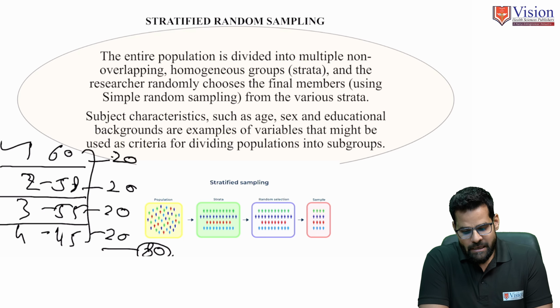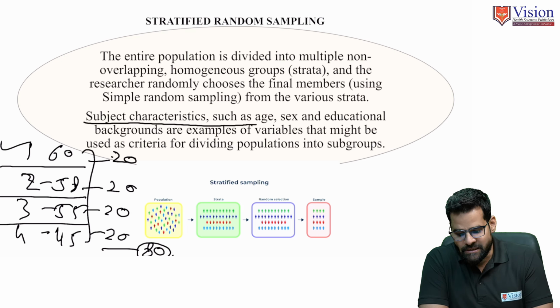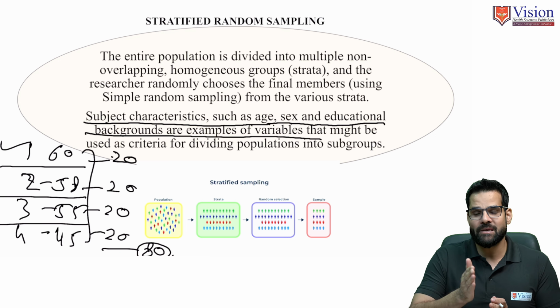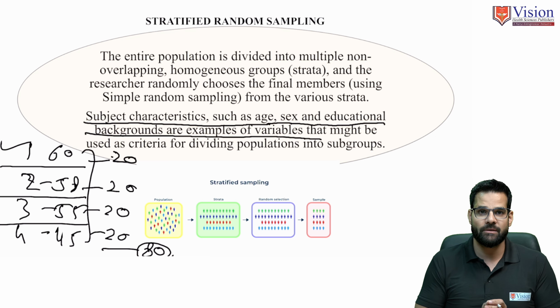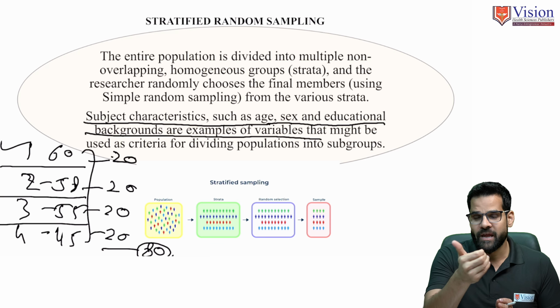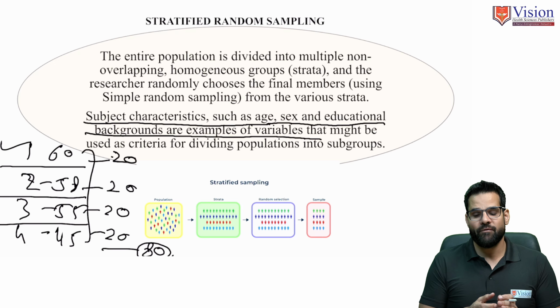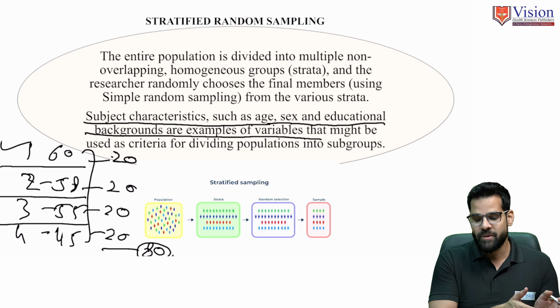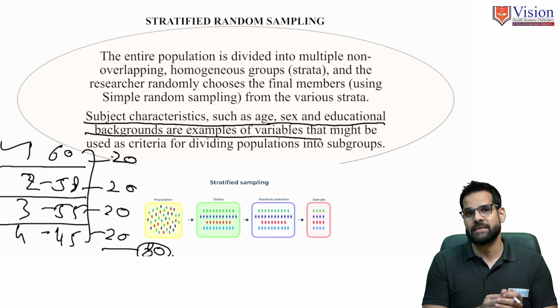So what we do here, subject characteristics such as age, gender, educational background are examples of variables. Instead of making a simple sampling frame, we have to make a frame of different groups, where we classify and keep the people in different groups based on certain specific characteristics.